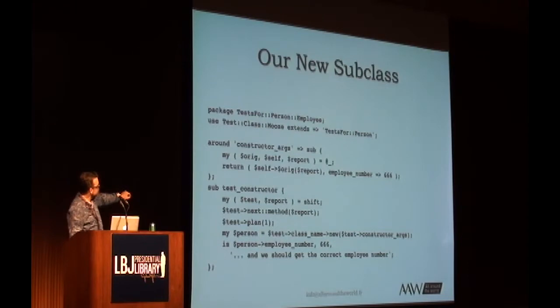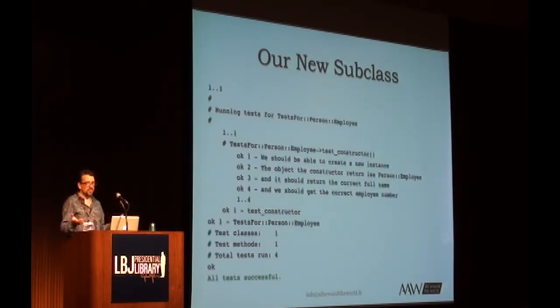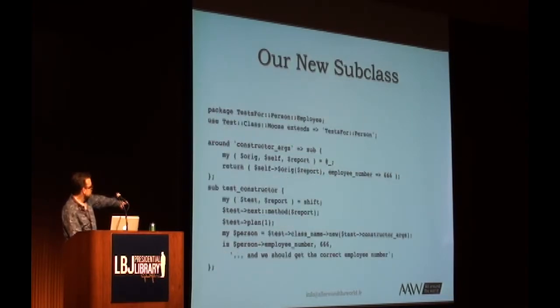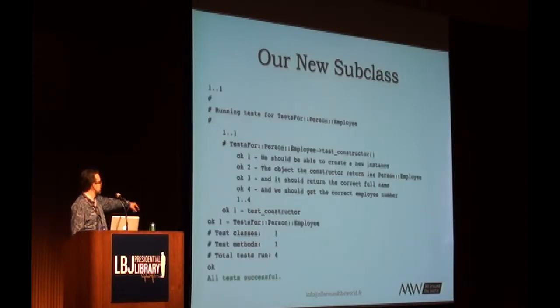And then in test for person employee, around constructor_args, return self orig, report employee number. I just add an extra argument because the employee number is required. So I want to make sure this extra argument gets passed to the constructor. And for test_constructor, well, it's still not quite where we want it to be. We have test_next_method_report. That calls your superclass. Great, that works fine. All those tests are going to pass. And then we have a test_class_name new. We call it again just so we can test our employee number is correct. Also, if you look at it, the plan for this block of code is 1, which means the previous one was 3, this one's 1, so we now have 4 tests.